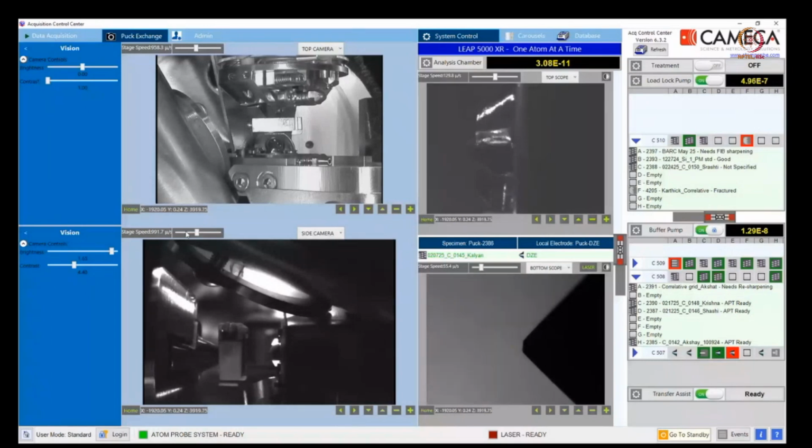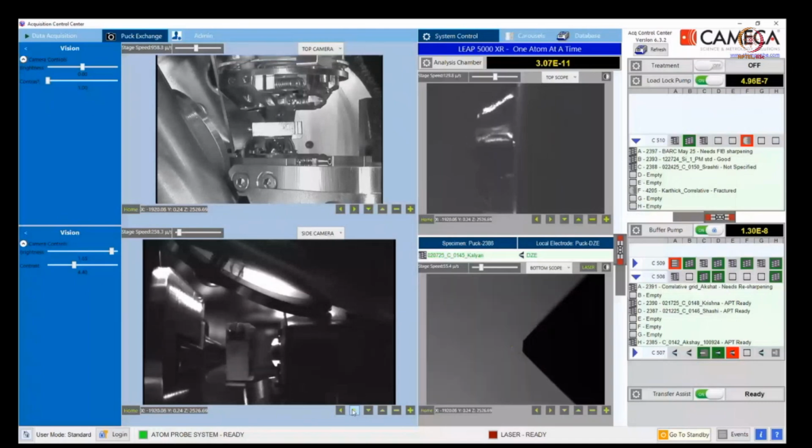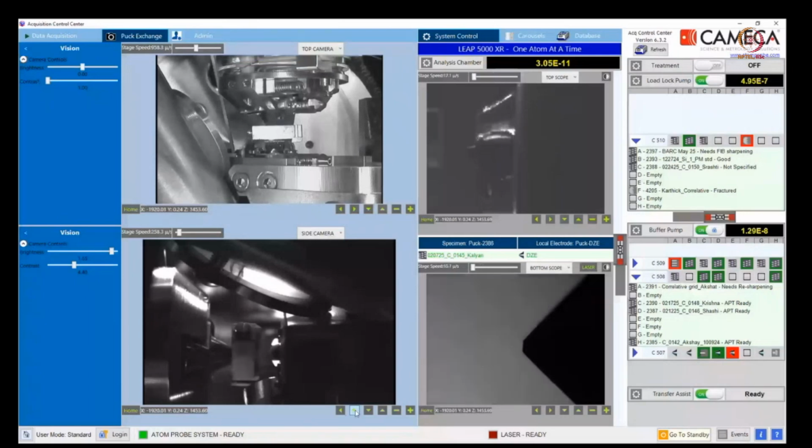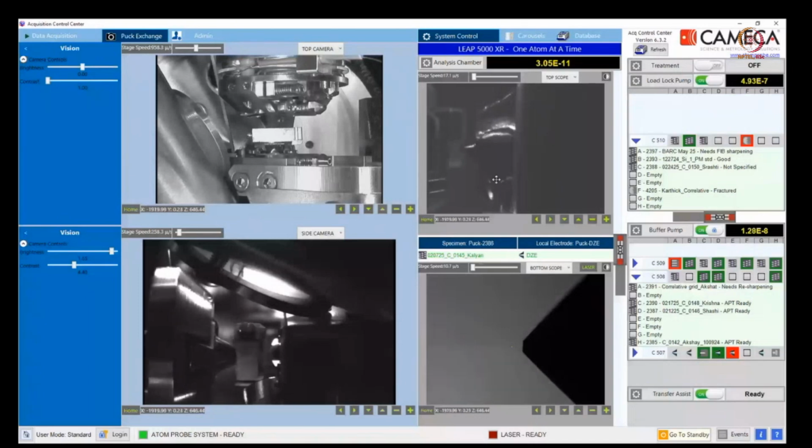Now, you can see in the left bottom window that I'll try to bring this puck closer and closer to this local electrode. Once I see something in the field of view of the local electrode in the right top window, you can see some patterned bright spots in this right top window, which are nothing but our tips. So now I'll try to bring these sharpened bright spots before the local electrode.